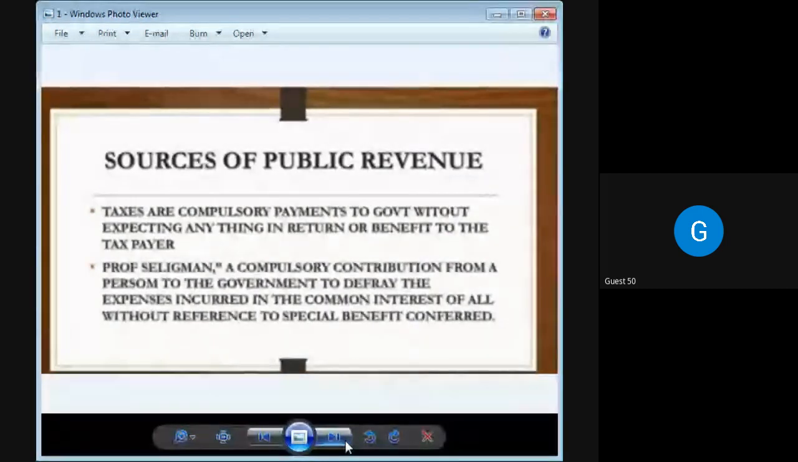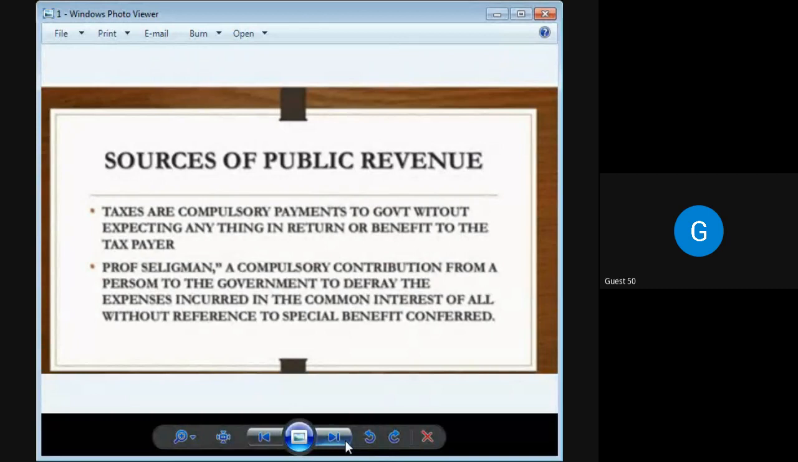उनका ये कहना है कि जो हायर इनकम पीपल्स हैं उनसे हम टैक्स लेंगे and we will distribute to all citizens through the development of the society. Okay. So, according to Professor Seligman, a compulsory contribution from a person to the government to defray the expenses incurred in the common interest of all without reference to special benefit. So, it is a compulsory contribution. We can say that the tax amount is like a contribution from the individual person to the government for the development of the society, for the betterment of the country. Right? So, it is a compulsory contribution.